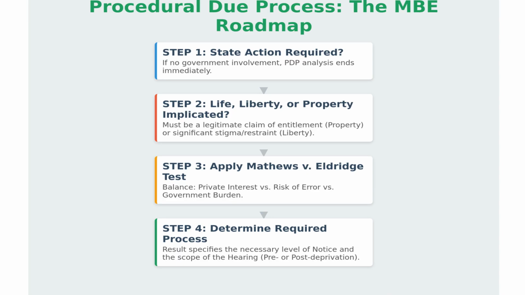Third, assuming an interest is implicated, we must determine the amount of process required by applying the three-part balancing test established in Matthews v. Eldridge. Finally, the results of the Matthews analysis dictate the specific procedures required, the necessary level of notice and the required scope and timing of the hearing. Mastering this four-step sequence is the key to successfully navigating procedural due process questions.